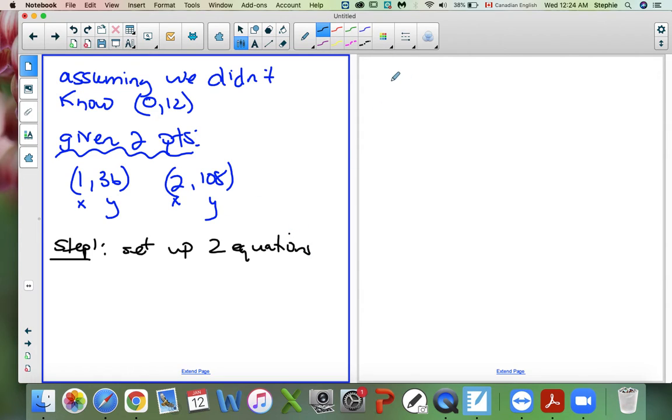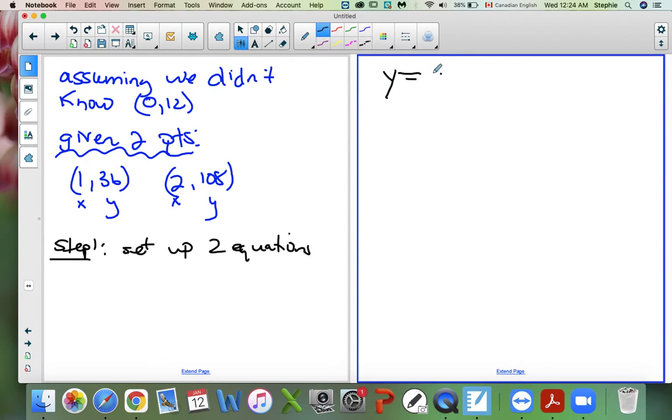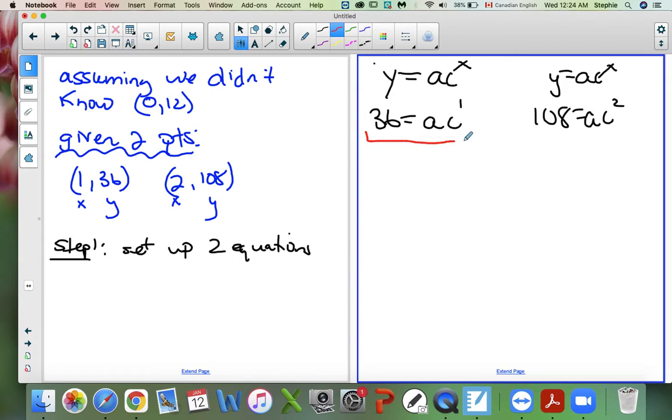And I'm going to write it out like this. So y is equal to a c to the x, and y is equal to a c to the x. I'm going to replace the points that I know. So in this case, I'm going to use the 36 over here, a, c, and 1. And right here, I'm going to put the 108 is equal to a, c, and 2. So here are my 2 equations. And we're going to do a system of equations to solve.